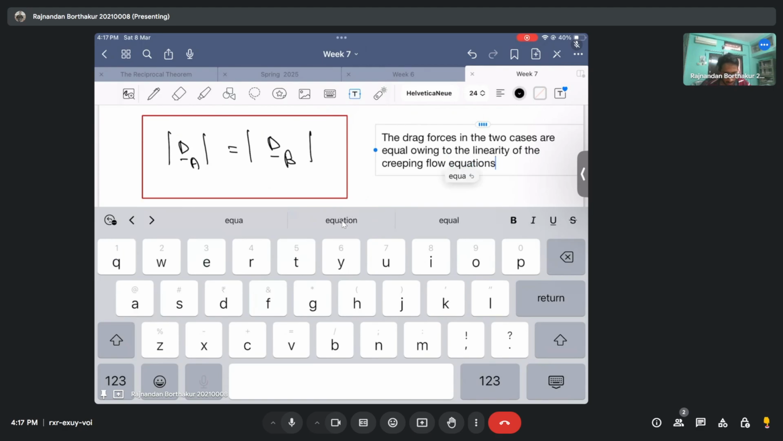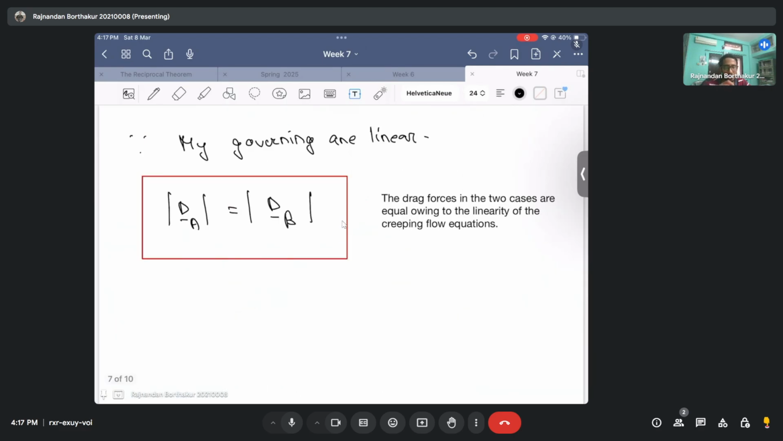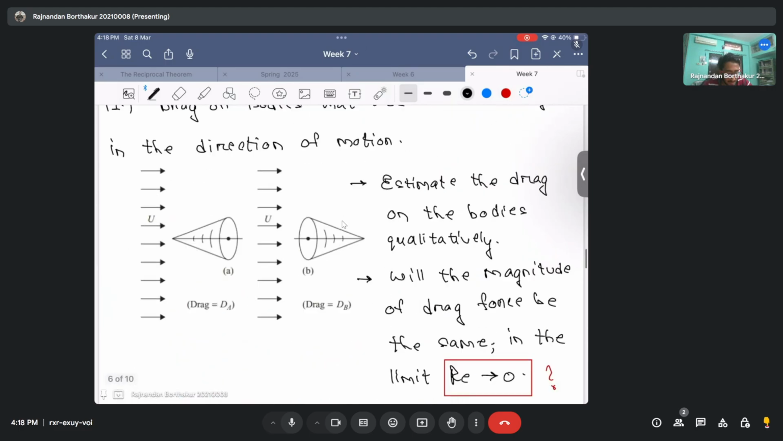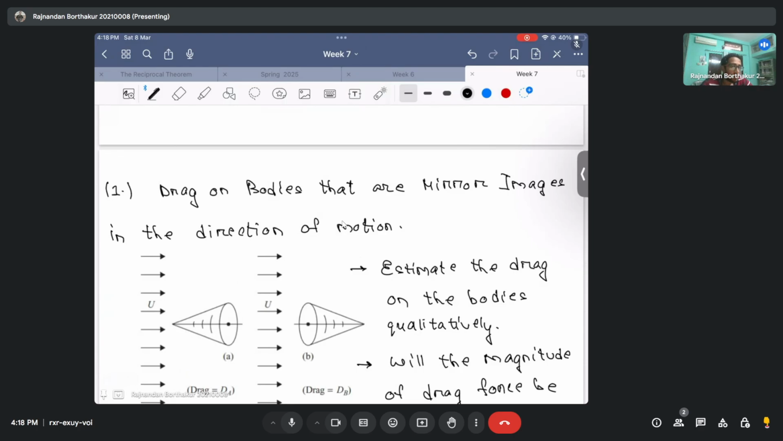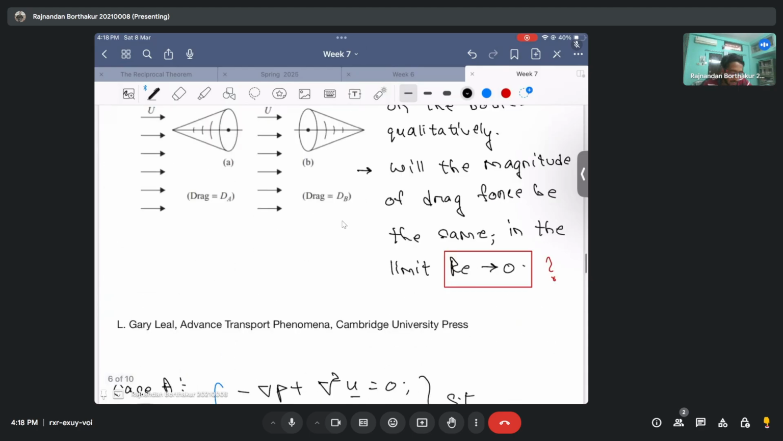Okay, all right. I hope you can appreciate how, because the creeping flow equations are linear, some important qualitative assessments can be done which are otherwise next to impossible if I have inertia in the picture. And all of this boils down to the fact that my governing equations are linear.